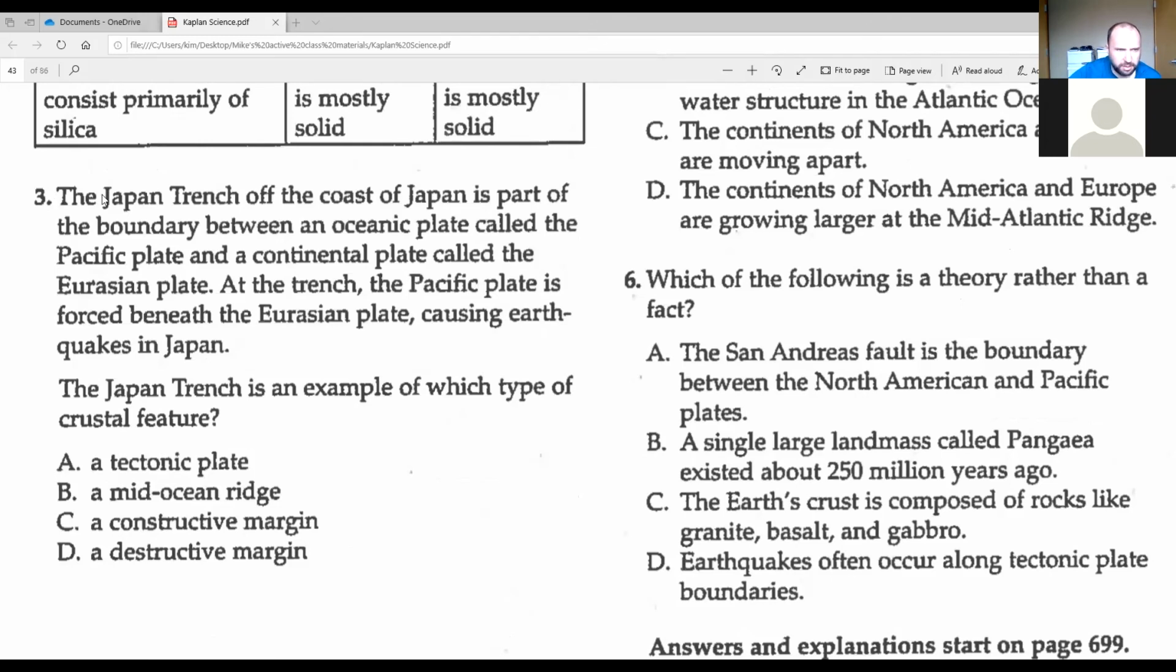So, let's look at number 3. Number 3 says the Japan Trench off the coast of Japan is part of the boundary between an oceanic plate called the Pacific Plate and a continental plate called the Eurasian Plate. At the trench bottom, the Pacific Plate is forced beneath the Eurasian Plate, causing earthquakes in Japan. The Japan Trench is an example of which type of crustal feature?